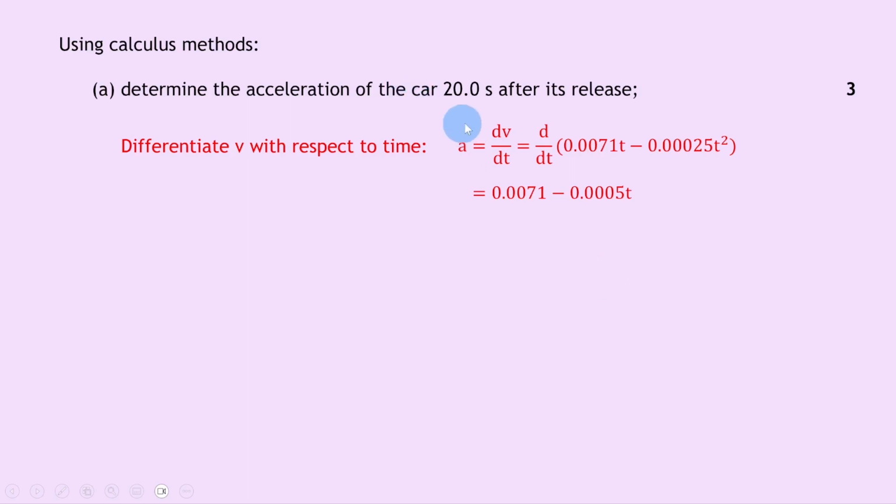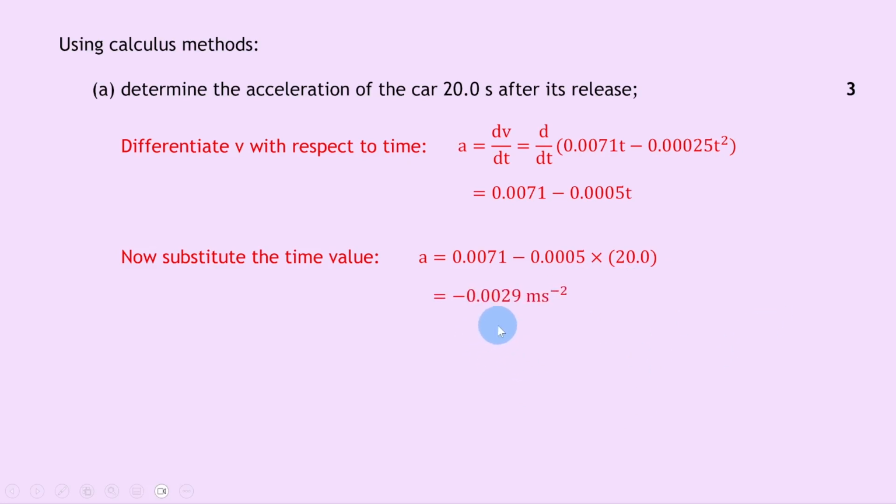Now we're given a time of 20.0 seconds, so we now want to substitute the time value. So we have a is equal to 0.0071 minus 0.0005 times 20.0. And putting that into your calculator should give you an answer of minus 0.0029 meters per second squared.